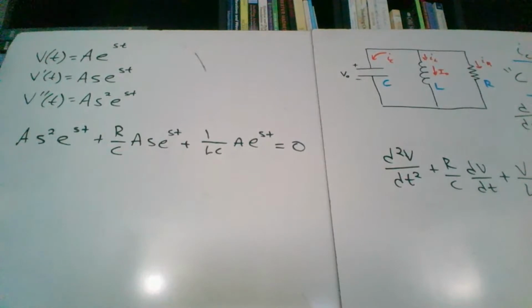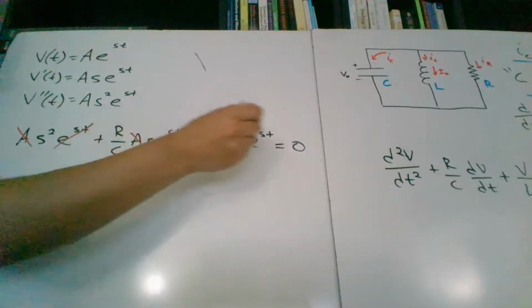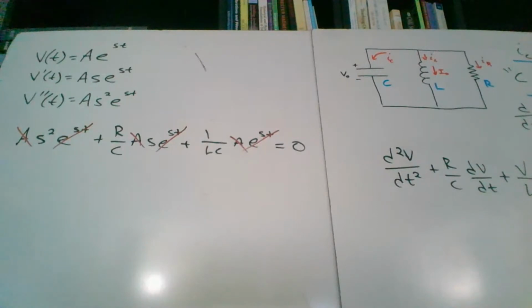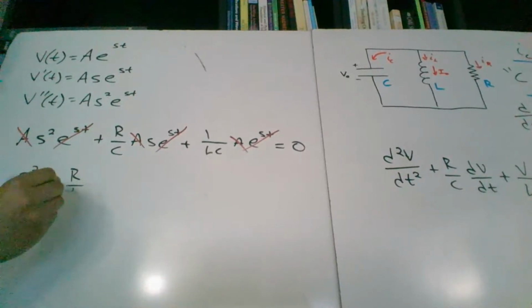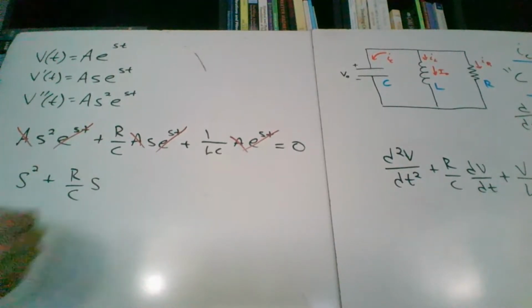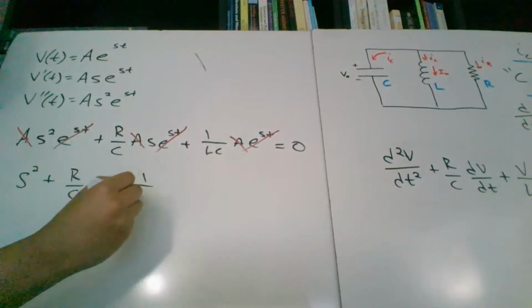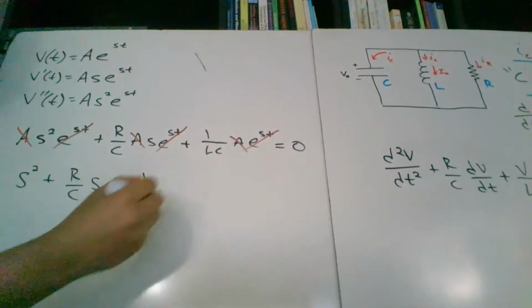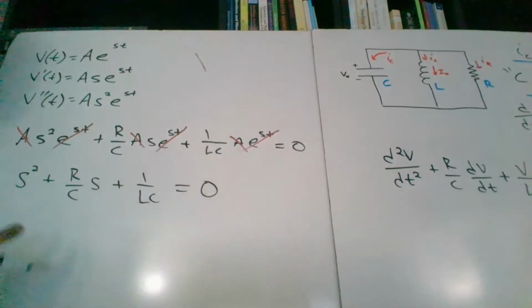So from here, some stuff happens, doesn't it? Well, all the a's can get canceled out. All the e to the power st's can get canceled out. And what we're left with is s squared plus R over c times s plus 1 over L times c, and this is all equal to 0.